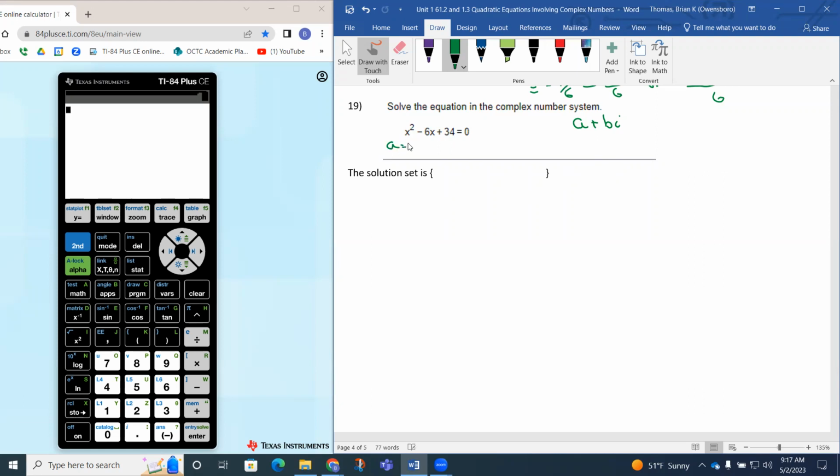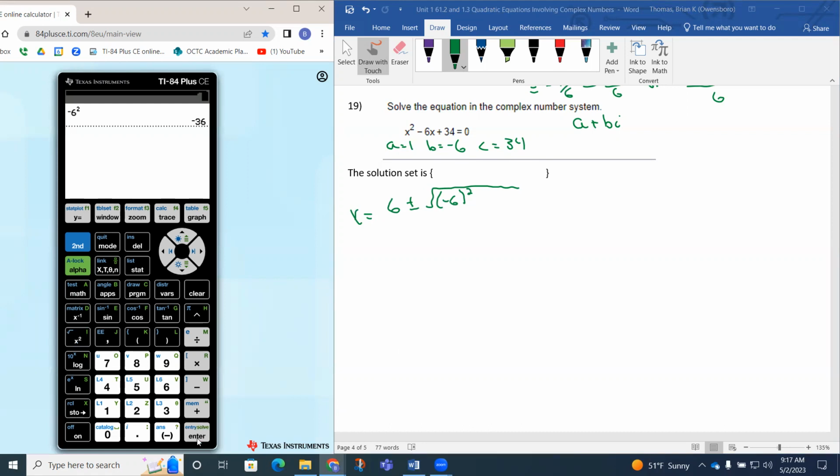So notice that a is going to equal 1, b is going to equal -6, and c is going to equal this 34. When I use my formula, we have to take the opposite of -6, which is going to be 6, plus or minus the square root of. Now, since b is negative, we need to use parentheses inside the radical. So (-6) squared, because if we just put -6 squared like this in the calculator, notice it gives me -36. This actually means the opposite of 6 squared.